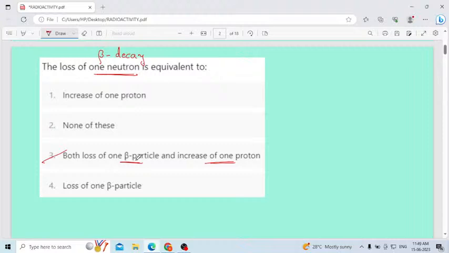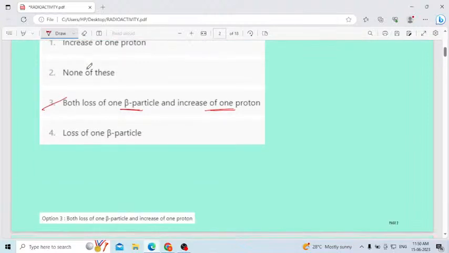Therefore, the correct answer for this question is option 3. The loss of one neutron is equivalent to both loss of beta particles and increase of one proton. Why in this atom will it increase one proton when there is a loss of one neutron? Because to balance the conservation of energy. Because you know, according to the law of conservation of energy, energy can neither be created nor be destroyed, but you can transfer it from one form to another form.